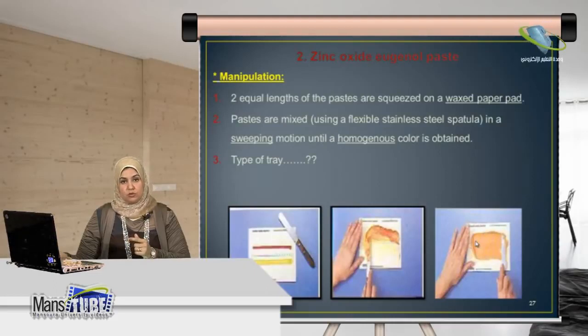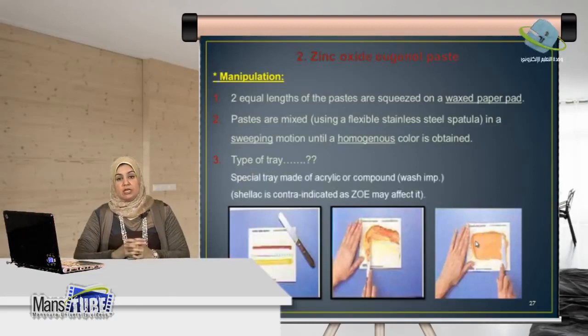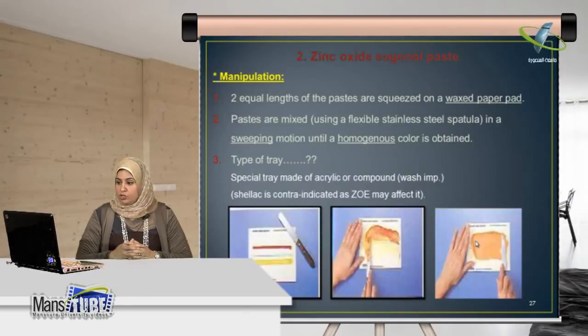What type of tray do we use here? We said that the type of tray is determined from the flow of the material, and as we see here, as the material is a paste form, it has a good flow, a high flow, so I can use it for taking secondary impression. That's why I use a special tray. But here the special tray must be made from acrylic or compound, but shellac is contraindicated with zinc oxide eugenol, as zinc oxide eugenol may affect the shellac material.